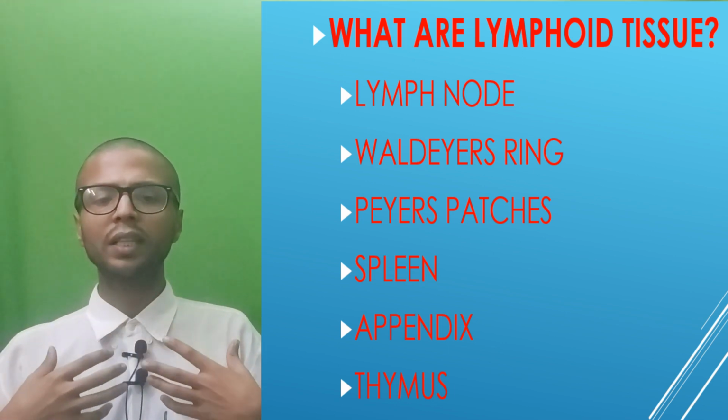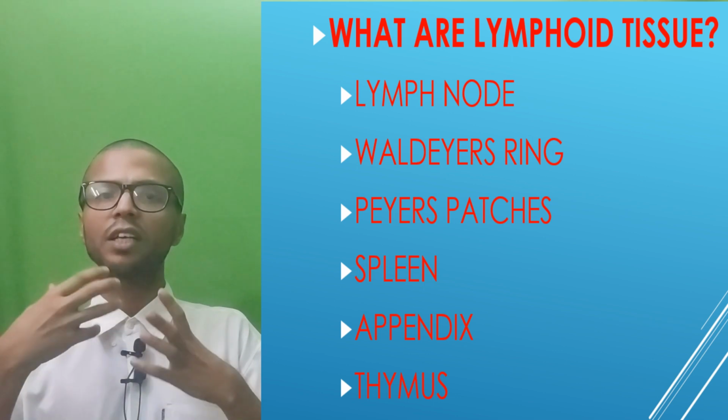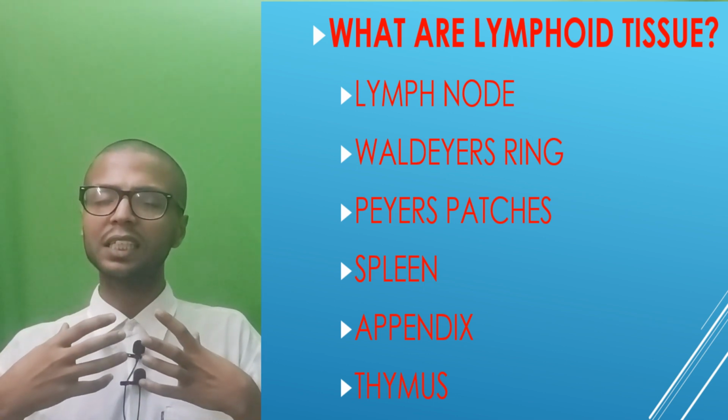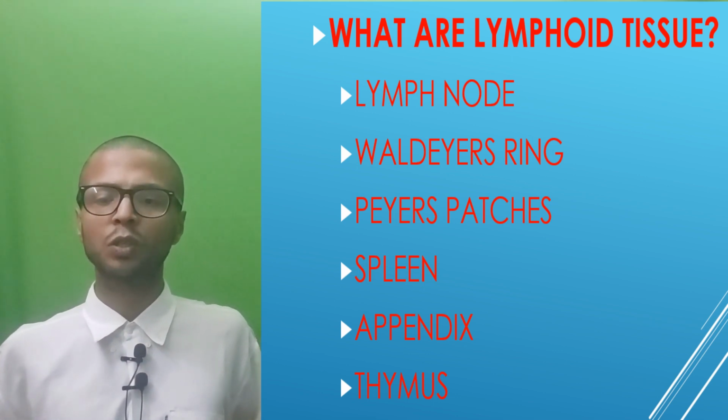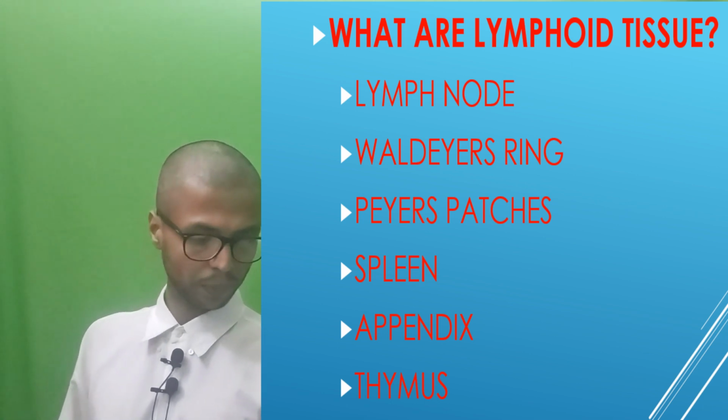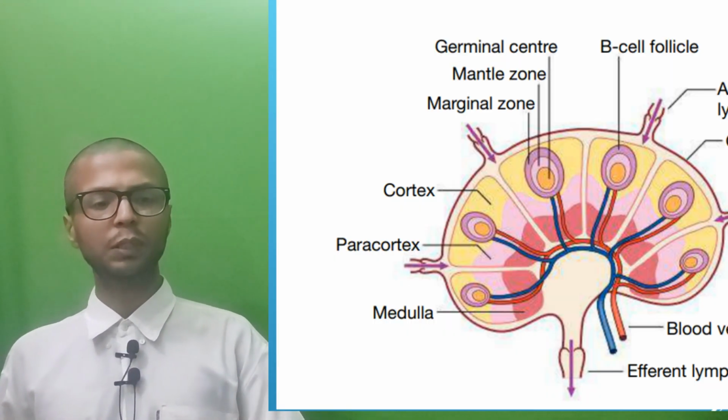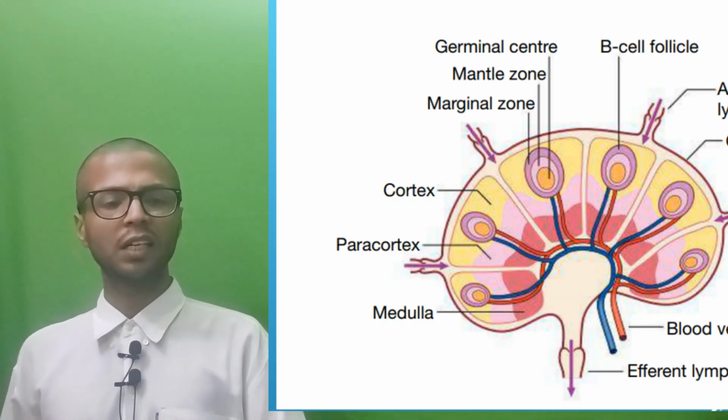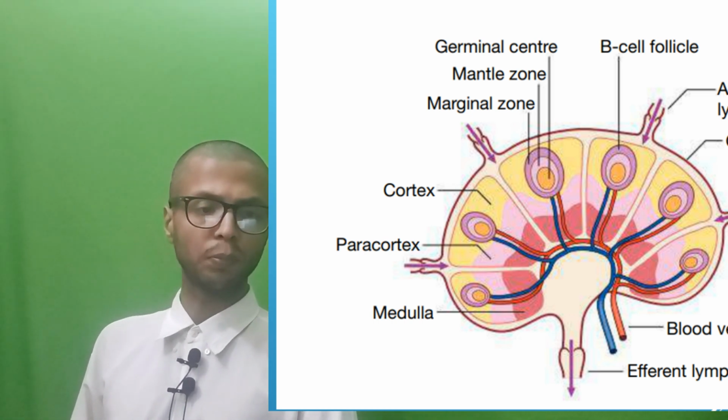So when there is proliferation of the B cells and T cells in these lymphatic structures, we call it lymphoma. And in this picture you can see the basic structure of a lymph node.